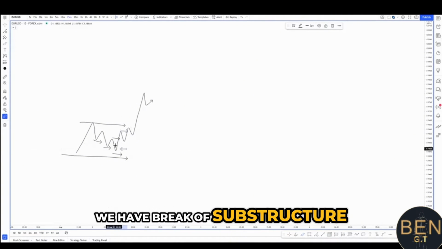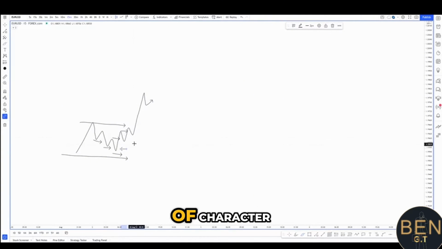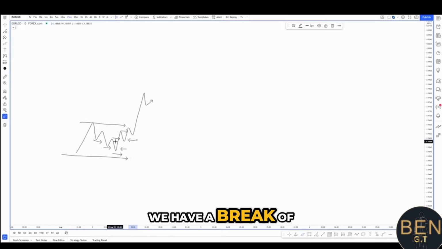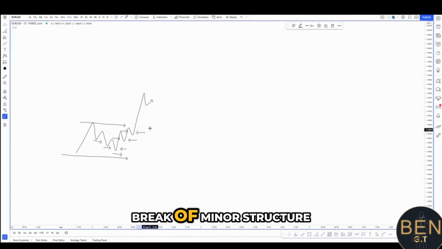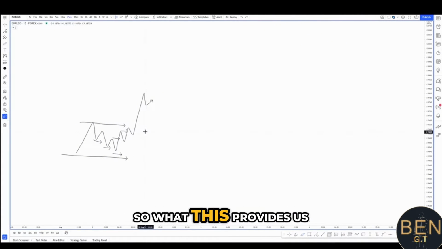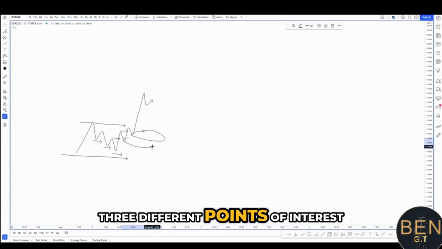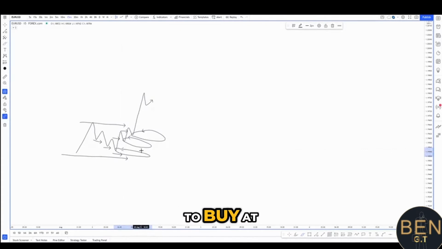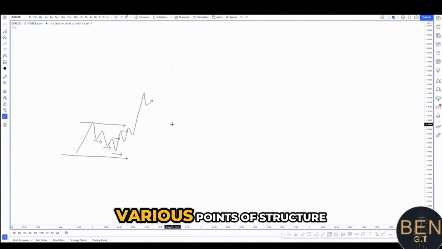We have break of substructure creating minor structure. This would be our change of character. We have a break of minor structure with this high here. And then we have another break of minor structure, which is also a break of the swing structure. So what this provides us is 3 different points of interest that we could be looking to buy at, as all 3 have broken various points of structure.